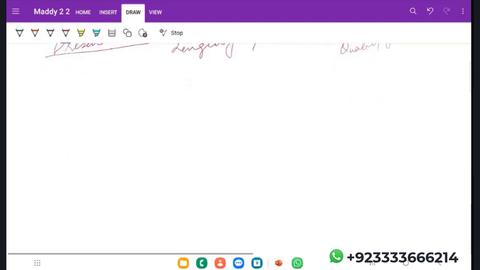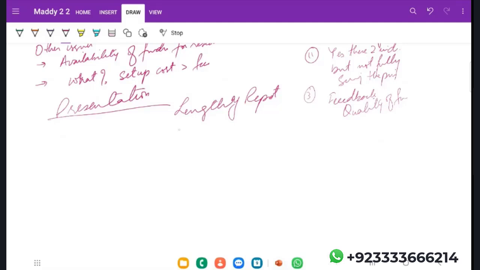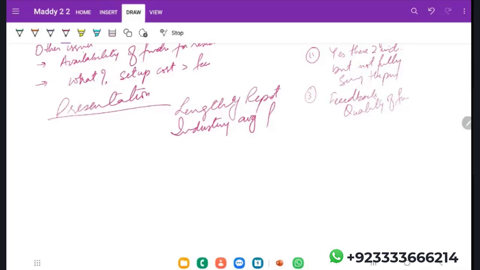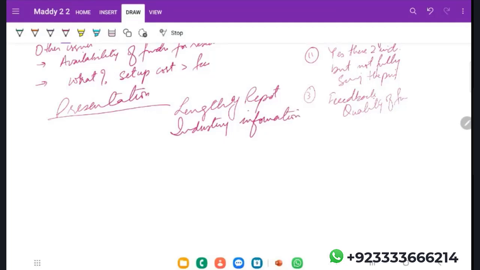So the next thing which is important and which is missing here is industry average figures, industry information. And why do we think that this is important? Because it will help the company to understand its position.